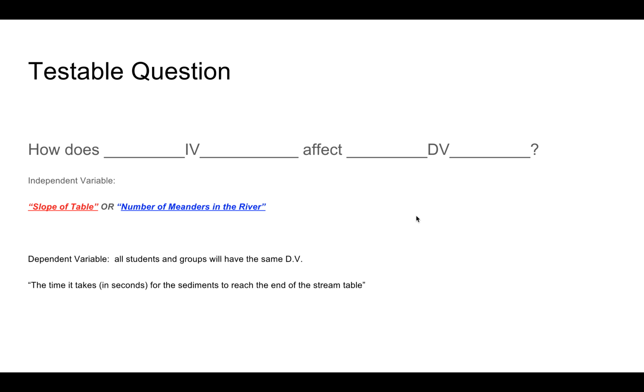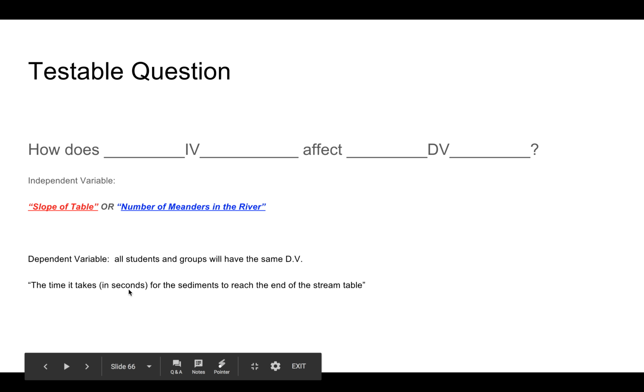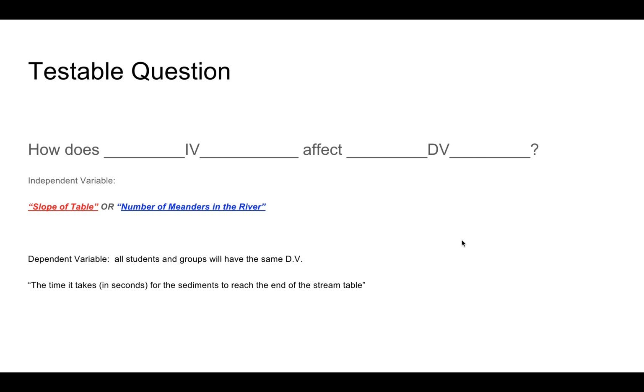Now the testable question: how does the IV, which is either red or blue here, affect the DV, which is the same for every group, every student? The time it takes in seconds for the sediments to reach the end of the stream. This is very simple. Just fill in the blanks with what you've already figured out.